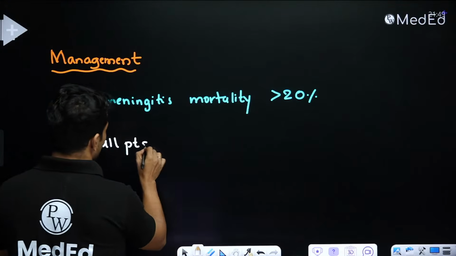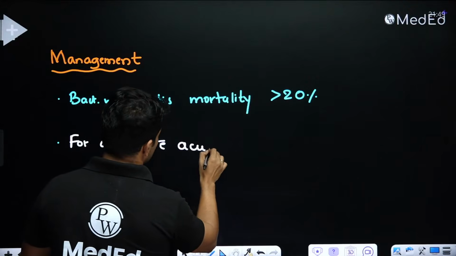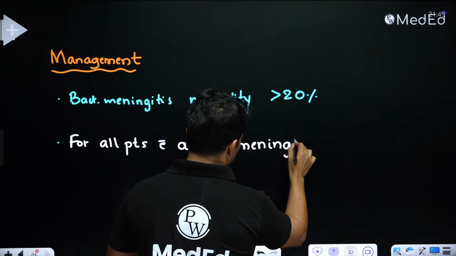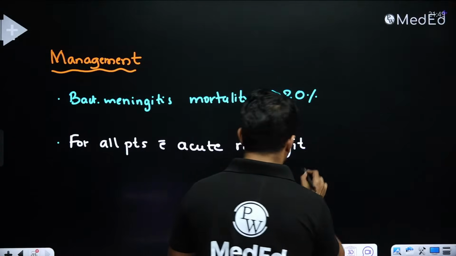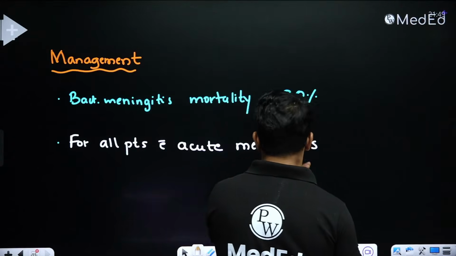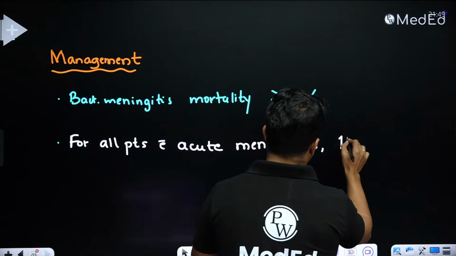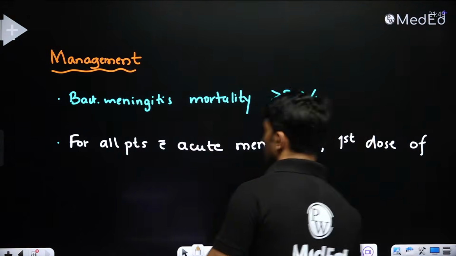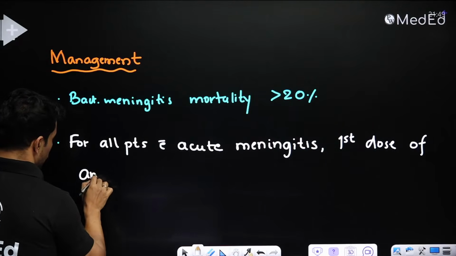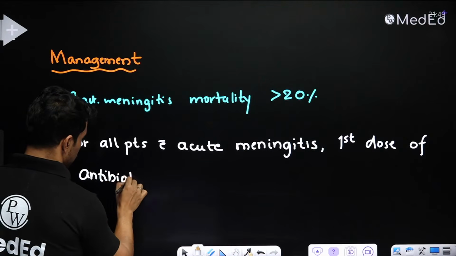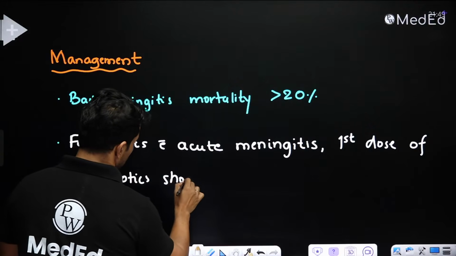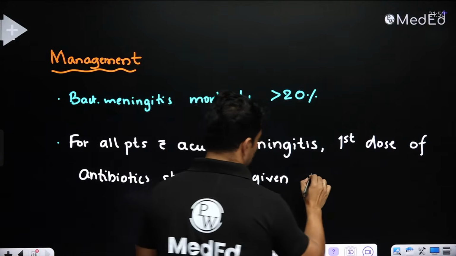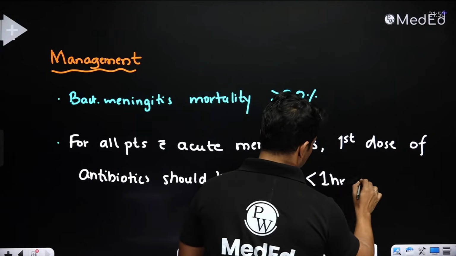So for all patients with acute meningitis, usually acute is bacterial and viral. Fungal and tubercular generally present as subacute or chronic. So for all patients with acute meningitis, the first dose of antibiotics should be given within 1 hour of presentation. Under 1 hour of presentation.